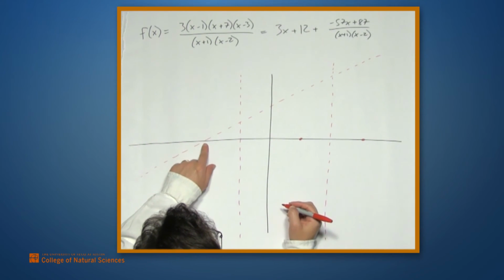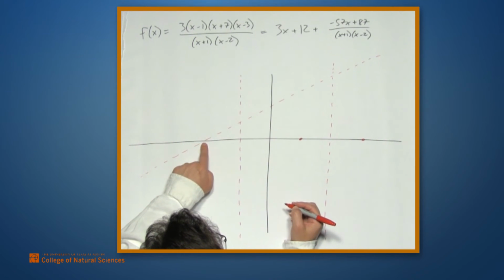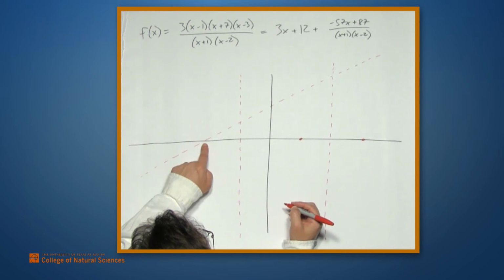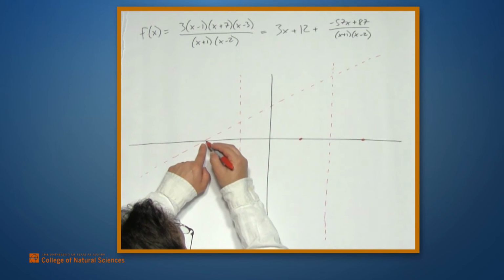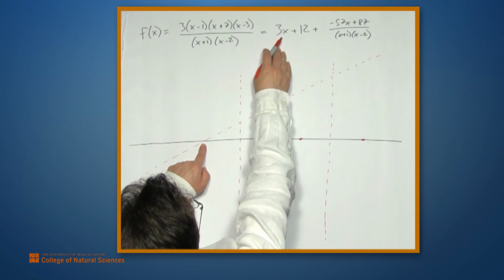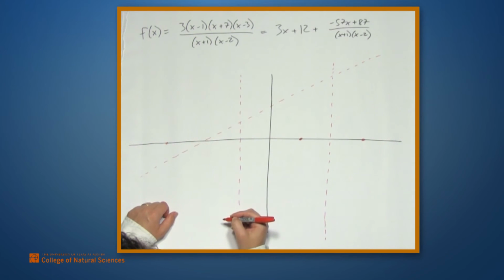Negative 7, I know that it's to the left of this vertical asymptote, but I want to make sure I put it on the correct side of this slant asymptote. So this slant asymptote is 3x plus 12. It's going to be 0 when x is negative 4. So negative 7 is to the left. So it's going to look something like this.